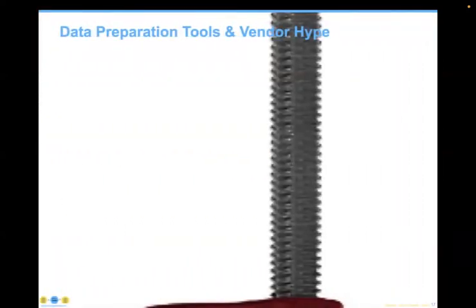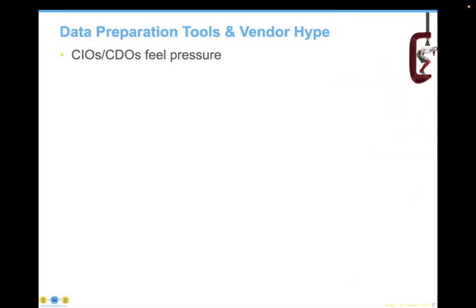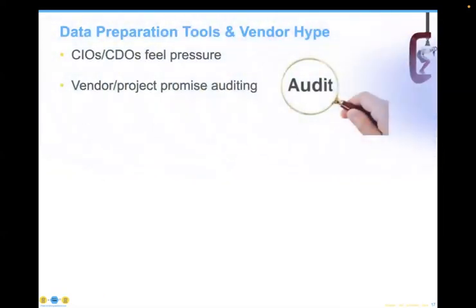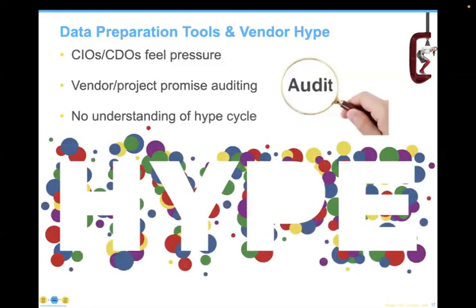So let's first of all talk a little bit about hype. Hype, unfortunately, is something that CIOs, CDOs, CEOs feel a lot of pressure around. They're always under pressure to do something. There are a lot of promises made out there by our vendor partners, and most of the time they really end up being something that can be useful, but nevertheless is still somewhat problematic because most people do not understand the hype cycle.